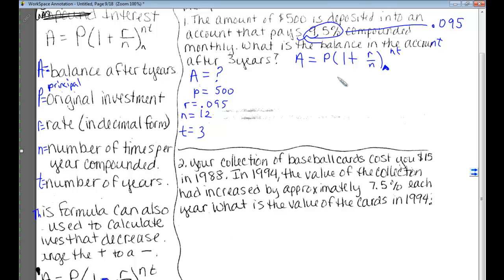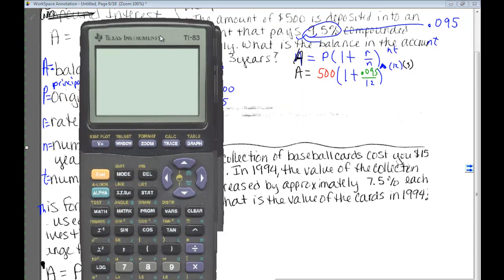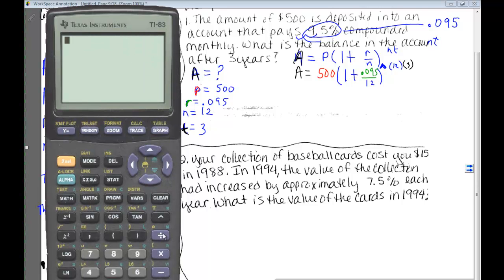Now we just plug these values back into the original equation for each of these letters. I do not know A. P is 500. The rate is 0.095. The number compounded, N, is 12, times the number of years, which is 3. Turn on your calculator, clear it out, and this is what we will put into the calculator.